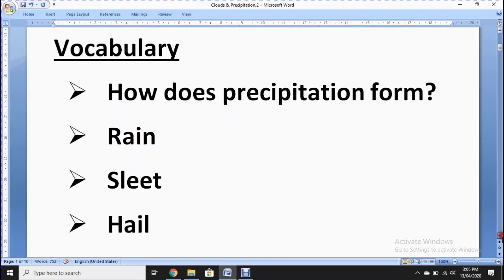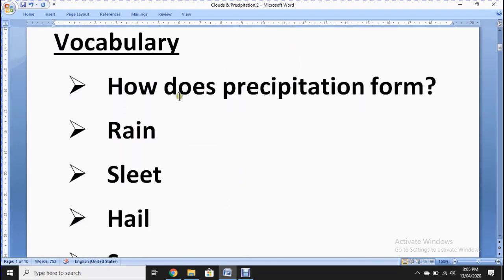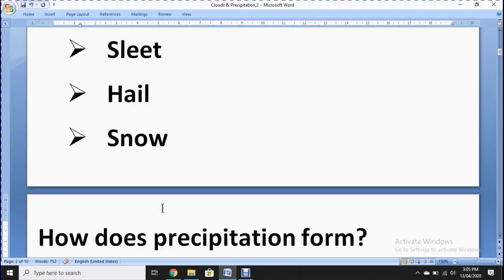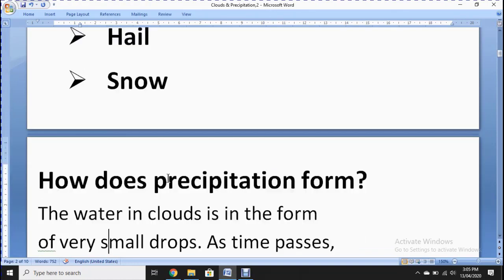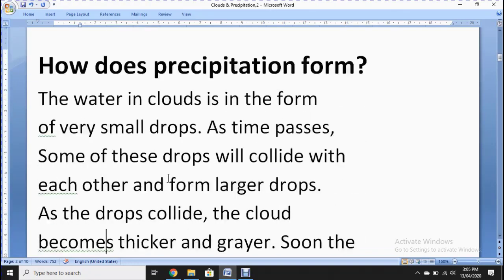So today's vocabulary words: rain, sleet, hail and snow. Let's start to see how precipitation forms. So the first topic of today is how does precipitation form.